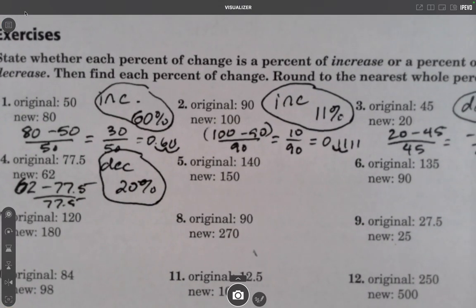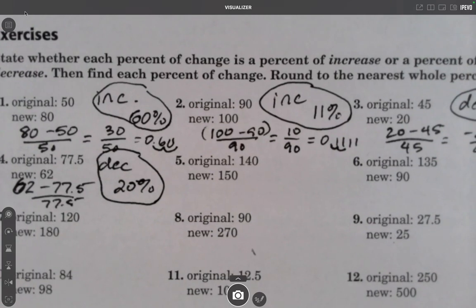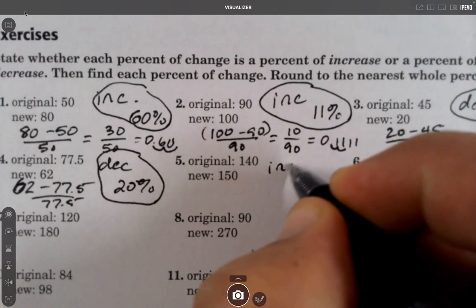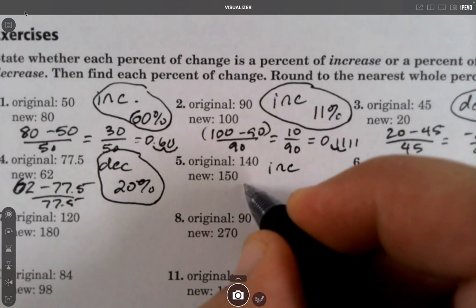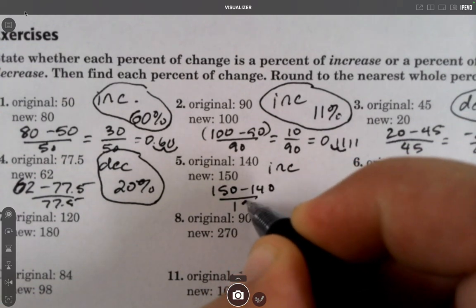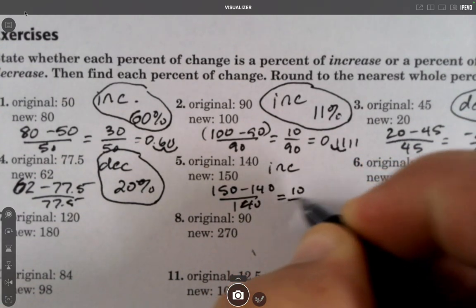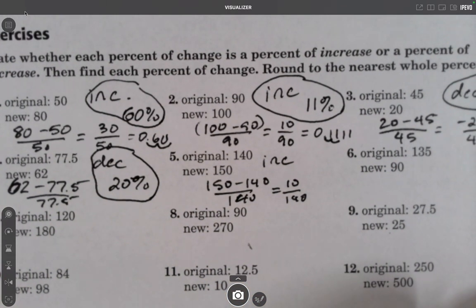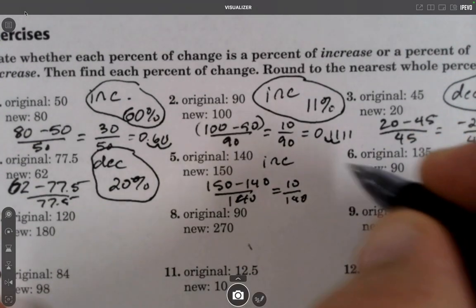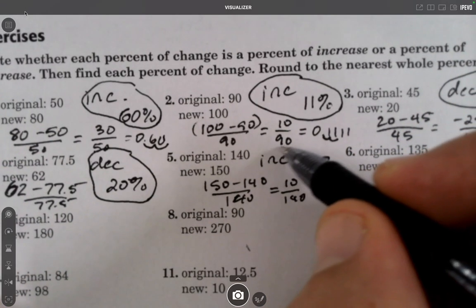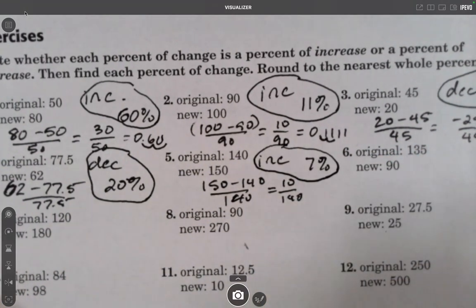I'm just going to do two more because they really are the same pattern I hope you see over and over. Here we have an increase because it started at 140, went up to 150. So we do new minus old over old. That gives us 10 over 140. And when you reduce that, you get like 0.07, or it might be 0.06, then you round up. I can't remember, but regardless, rounding to the nearest whole number, it's 7%. So an increase of 7%.